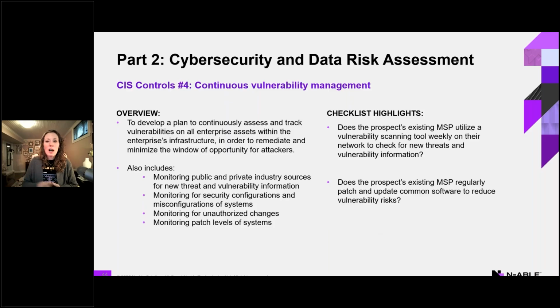Number 4, vulnerability management. There are 7 sections to this particular control, but at a high level, control number 4 is all about developing a plan to continually assess and track vulnerabilities on all the assets within the infrastructure so that you can remediate and minimize the window of opportunity for attackers. It also includes the monitoring of public and private industry sources for new threat and vulnerability information, so you can stay up to date on that.